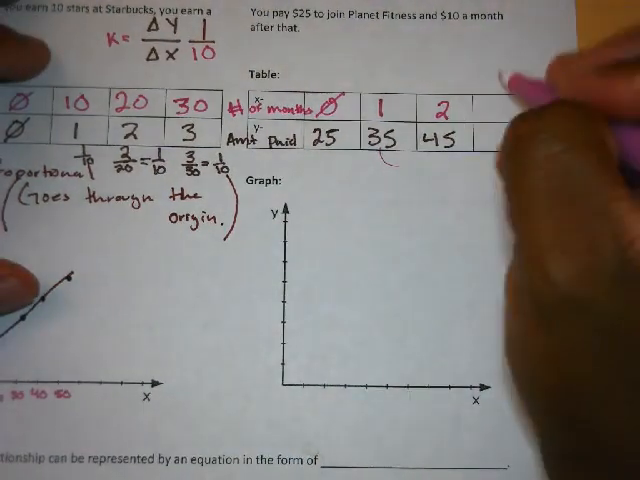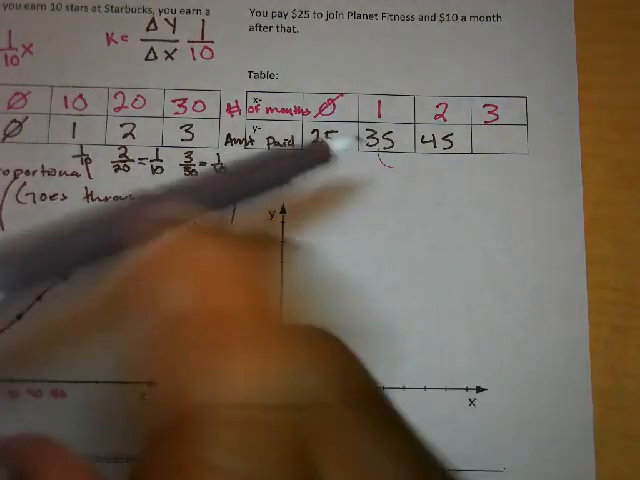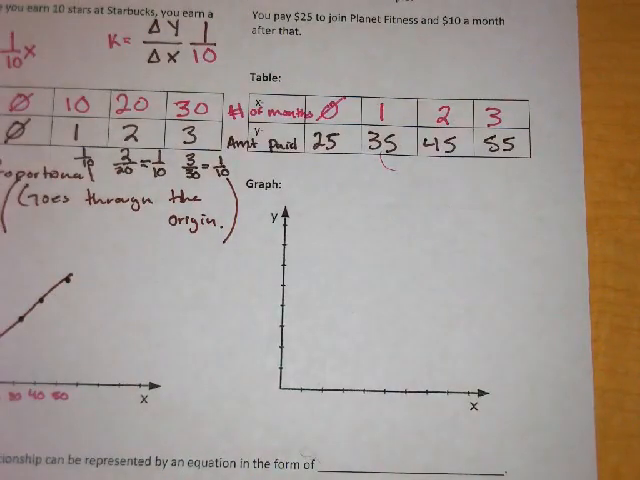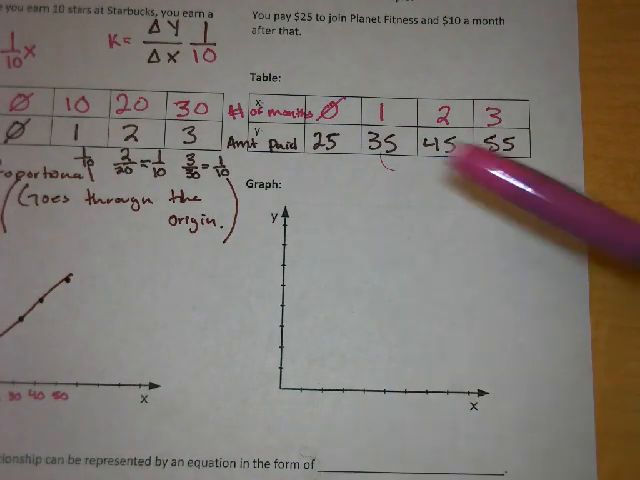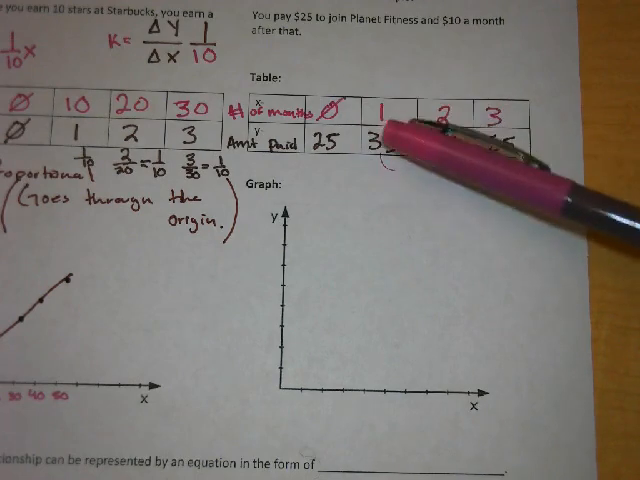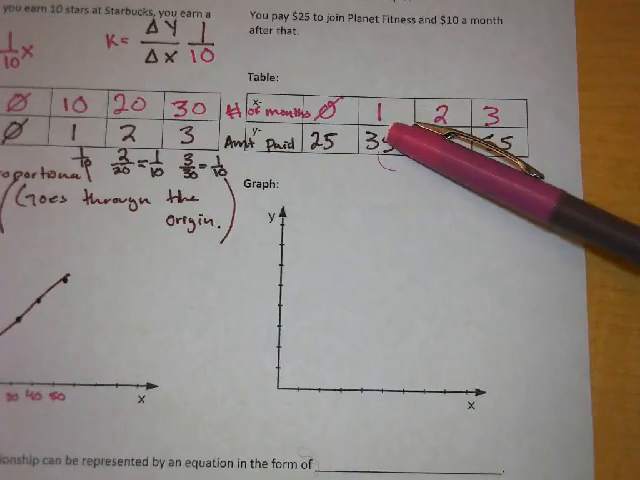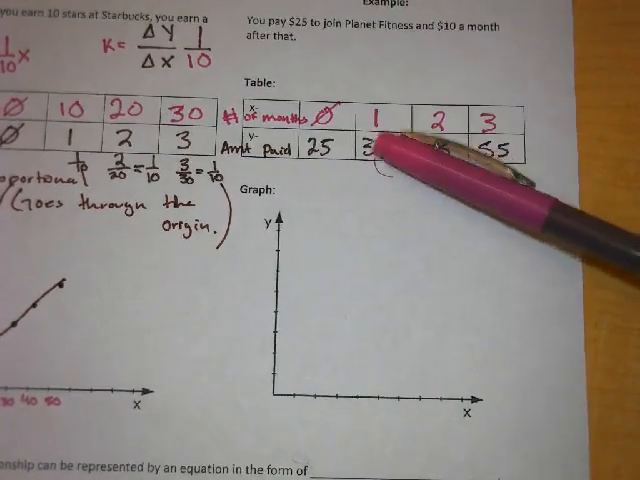And then the third month, I want to pay $10 more, so it'd be 55. So in 3 months, the total amount I paid is $55, right? Before I even started the first month, I had to pay that $25 initial fee. And then the first month passed, I had to pay $10 a month, so $35, including the fee.